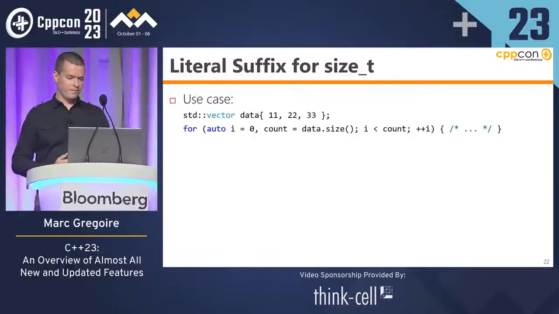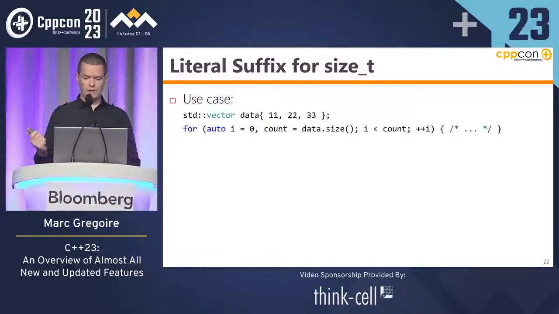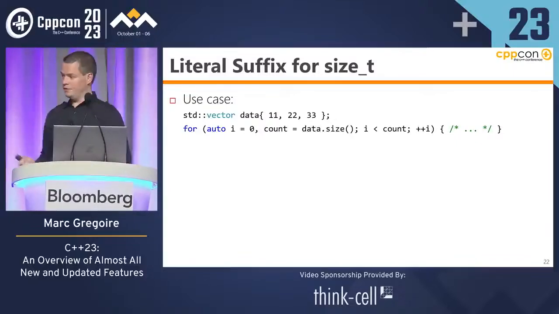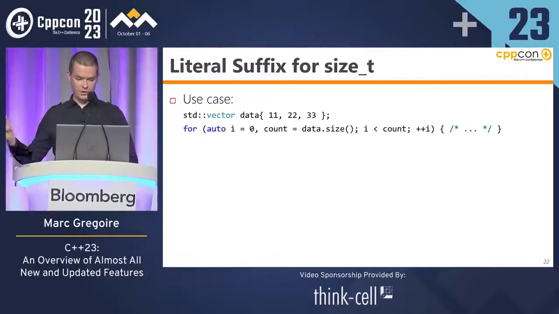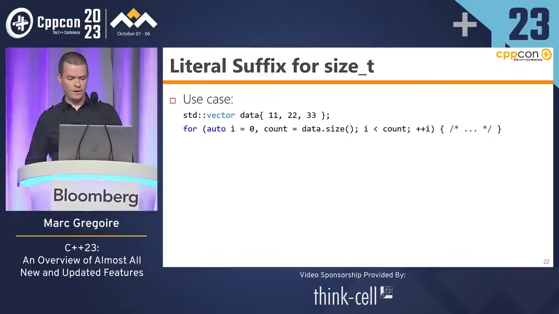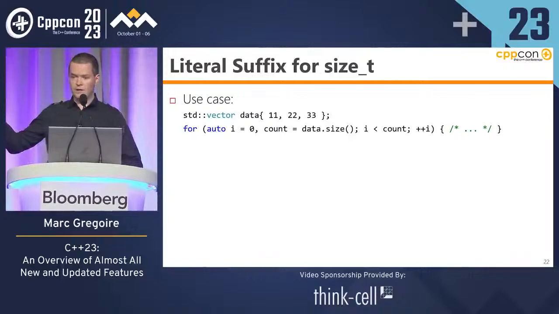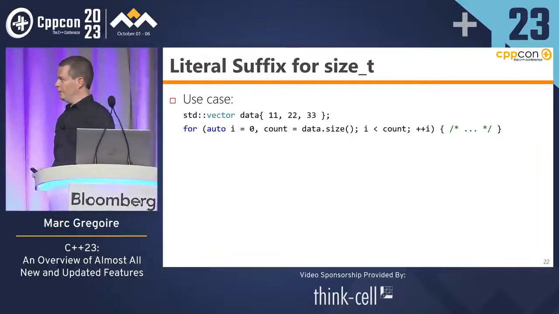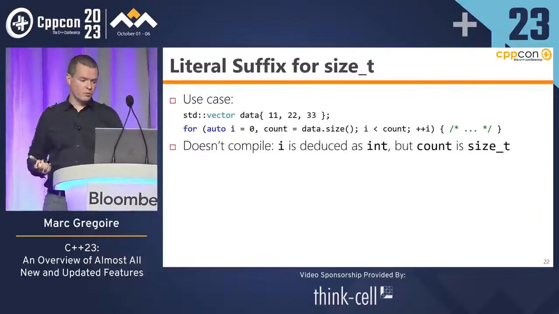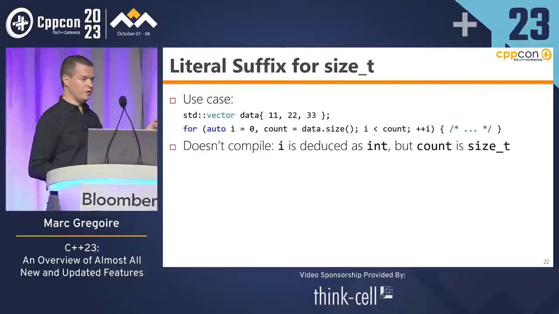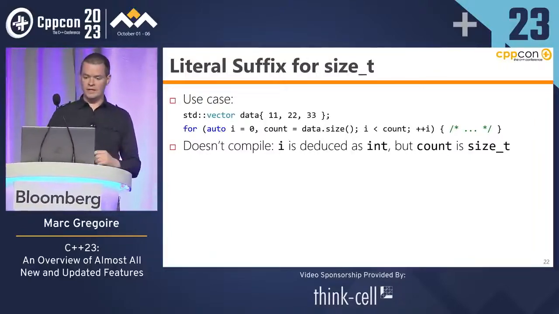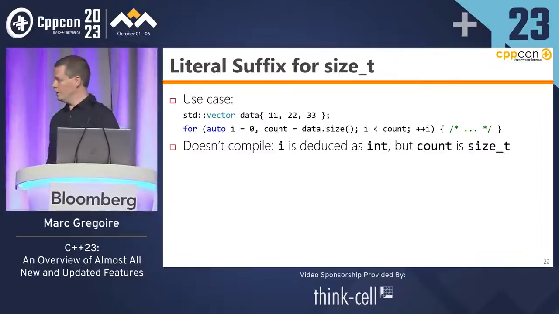I have here a vector of data. And in the loop, I'm iterating over all my elements. What I also want to do is cache the size of the data in the count variable. So I say count equals data.size. And I'm using auto for my variable i, because I want this to work on both 32-bit and 64-bit platforms. But as written here, this will not compile, because i will be deduced as an int, and data.size returns me a size_t. So those are two different types, so this will not compile.